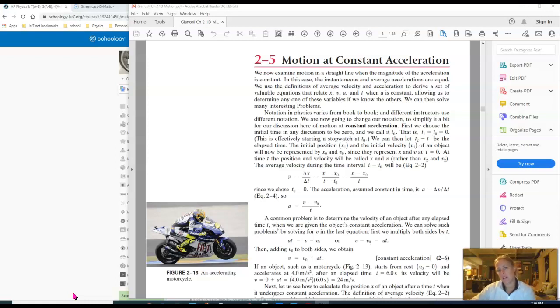We've been working on motion at a constant acceleration. Now we've been looking at motion at a constant acceleration with velocity time graphs, and they're a really good tool to be able to find out information about motion. For instance, on a velocity time graph, the slope is the acceleration, and then the area.